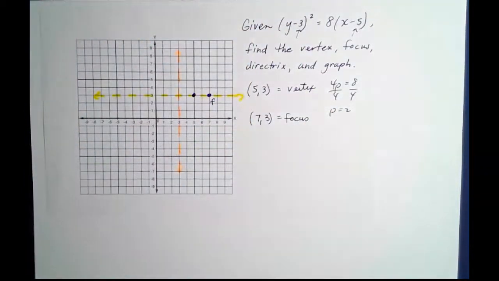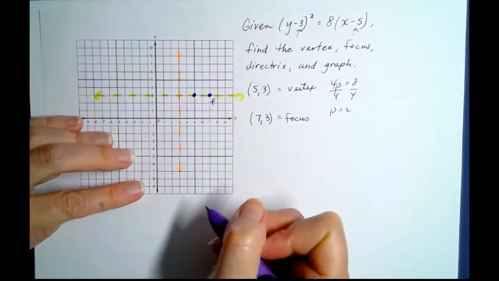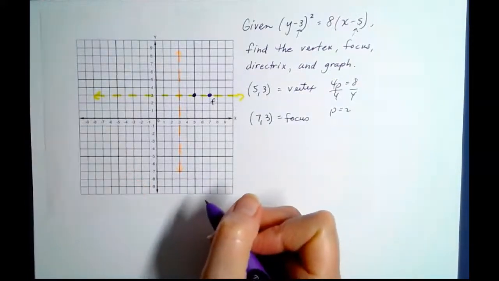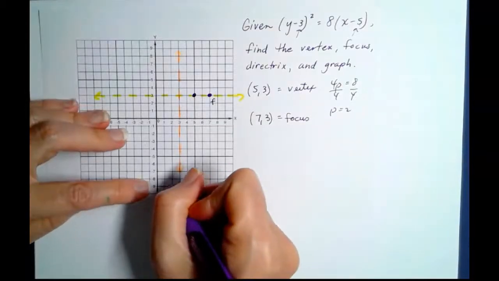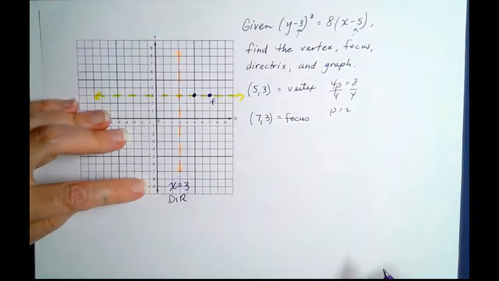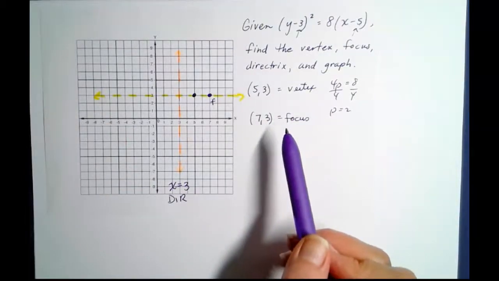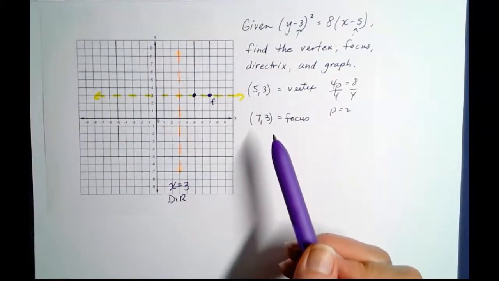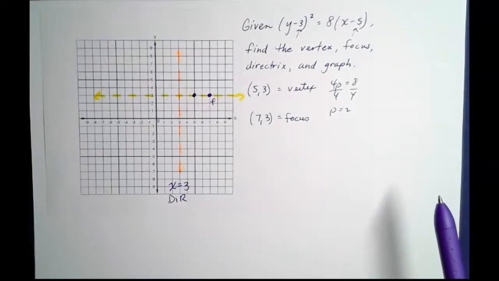So there's our directrix. Our directrix is a vertical line. So please, when you give the location of a vertical line, remember it is an equation. This is x equals 3 is the directrix. So we found the vertex, we found the focus, we found the directrix. Let's finish graphing it.